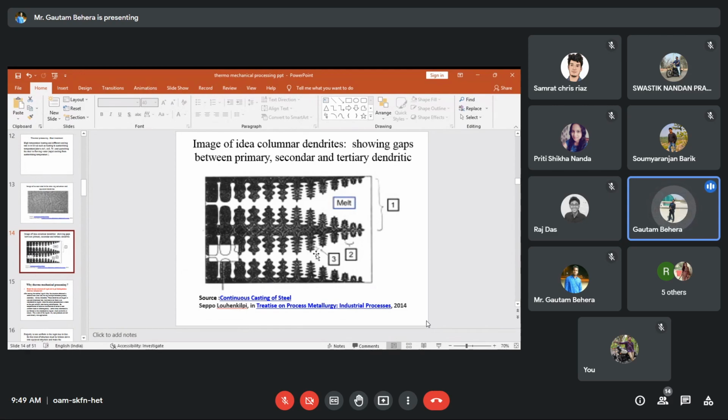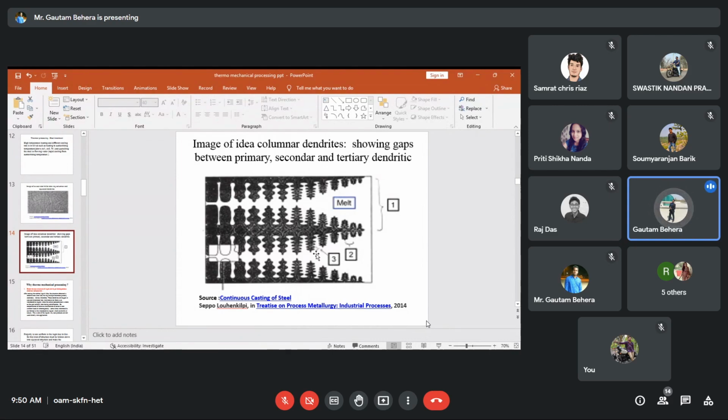Which cast structure is good? Equiaxed cast structure or dendritic cast structure? Let me see who can answer. Equiaxed, very good. Equiaxed is good because an equiaxed structure has random orientations, so the mechanical properties you get are fine. It is the same everywhere, right? But if you get a dendritic structure, which is directional, the properties will not be good because the dendrites are directional.